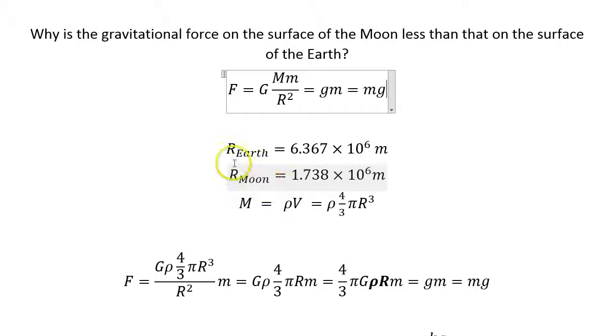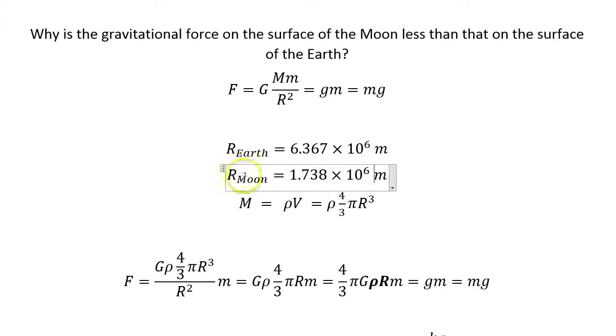Now, the radius of the Earth, if you look it up in a place like Wolfram Alpha, is 6.367 times 10 to the 6 meters. That of the moon is 1.738 times 10 to the 6 meters. So the moon has a much smaller radius than the Earth. And of course, the radius comes in the second power, so you might think, because it's an inverse square relationship, the moon would exert a greater force. But of course, there's the mass, and we know the Earth is much more massive.